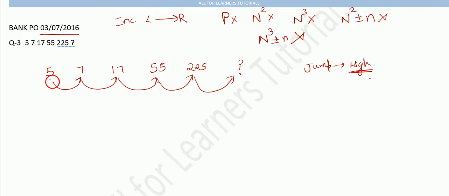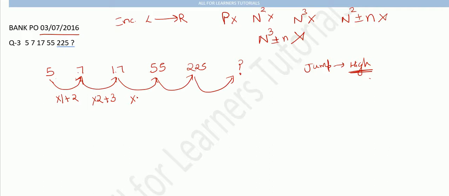Okay, 5, 7. How will you get 7 from 5? 5 into 1 plus 2. Right? Similarly, how will you get 17 from 7? In the easiest way, 7 into 2 is what? 14. 14 plus 3. Similarly, how will you get 55 from 17?